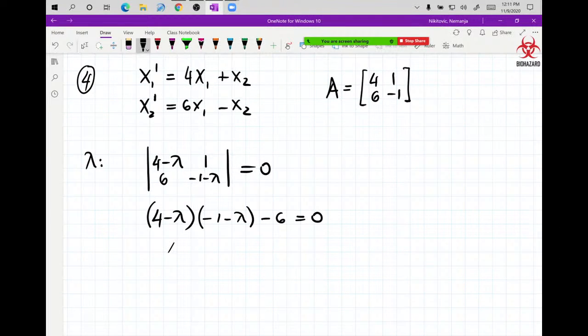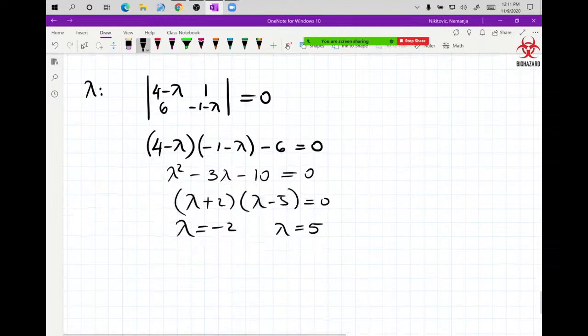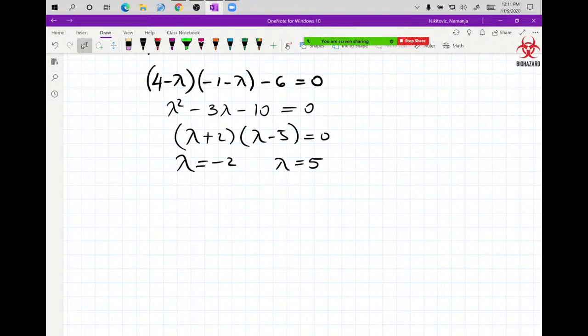So it was lambda squared minus 3 lambda minus 10, I think, was equal to 0. And then lambda plus 2, lambda minus 5, and lambda is -2, and lambda is +5. This is terrible because now you're going to think there are only 2 eigenvalues possible, -2 and 5, which is not true.